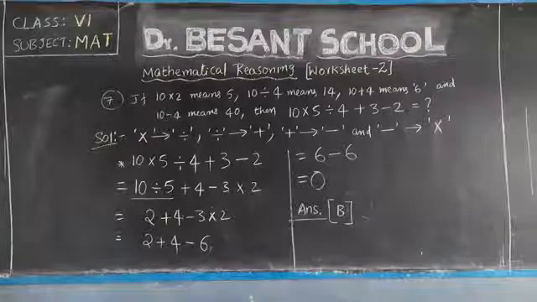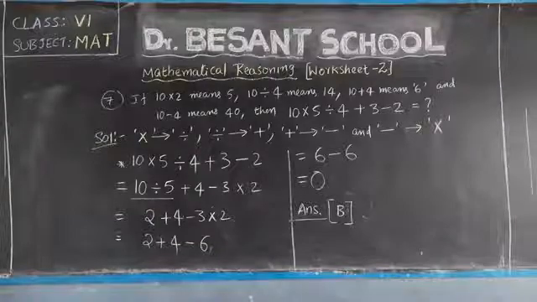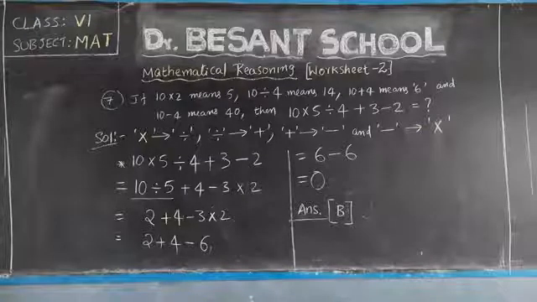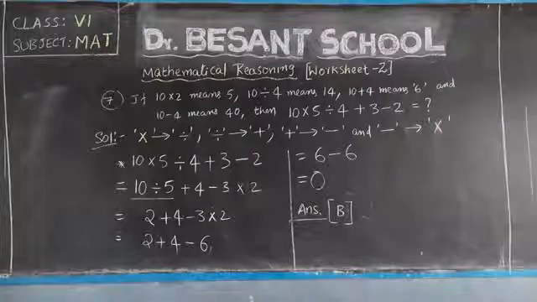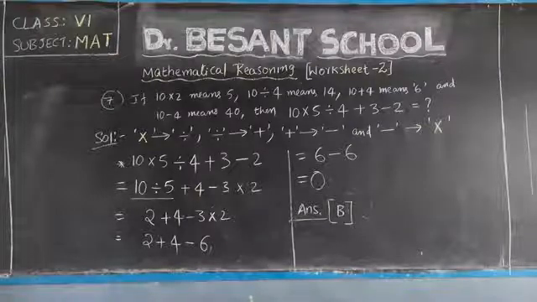So based on these observations, we have to find the value of 10 into 5 divided by 4 plus 3 minus 2. Okay, so I have taken that expression. Before that, I have written down the change of symbols. Into changed to divided by, divided by changed to plus, plus changed to minus, and minus changed to into. So based on substituting those symbols, we get the expression as 10 divided by 5 plus 4 minus 3 into 2. So we have to follow the DMAS rule.